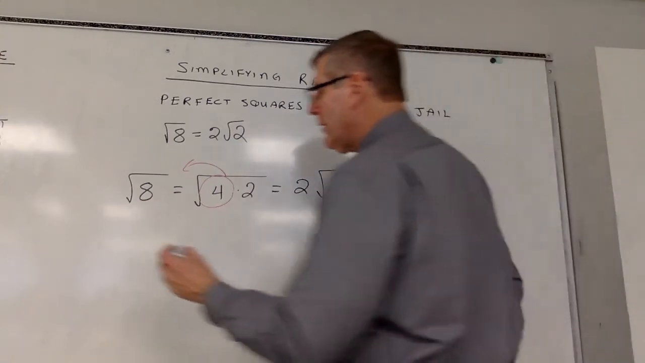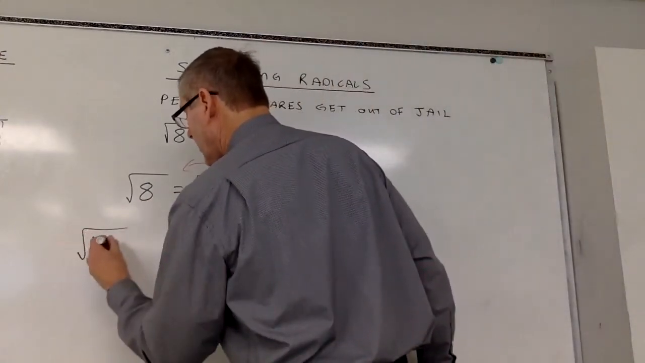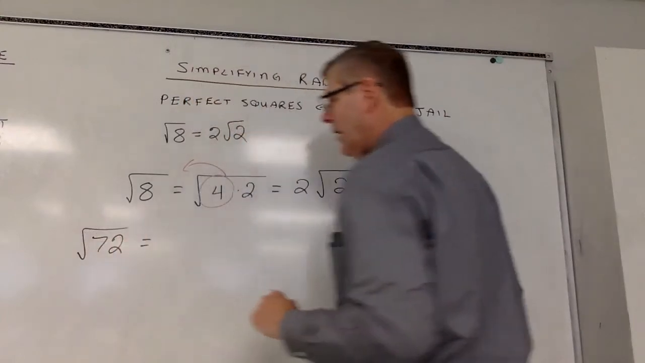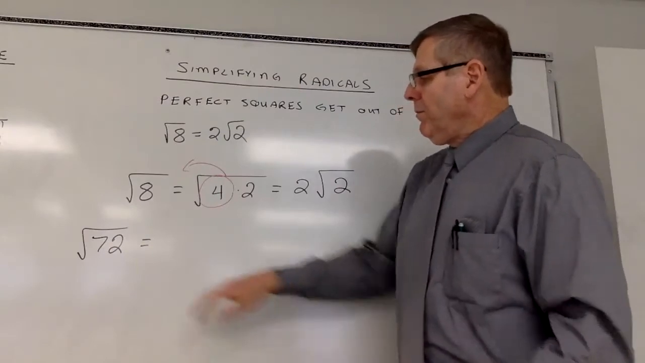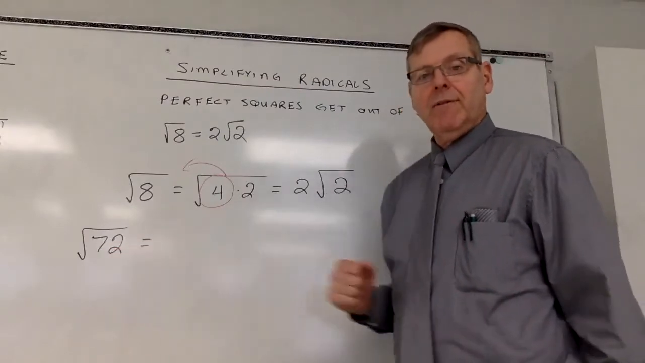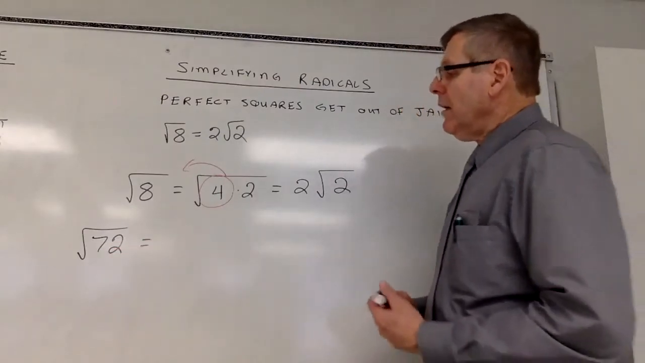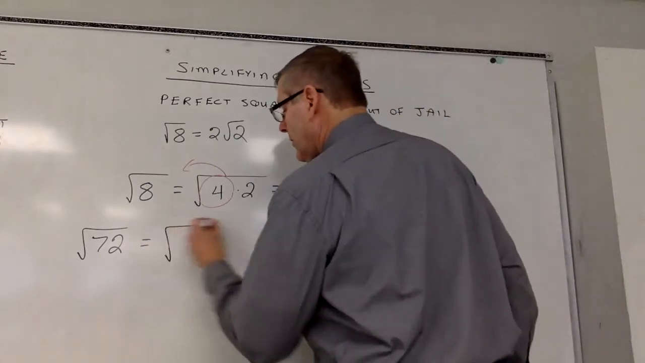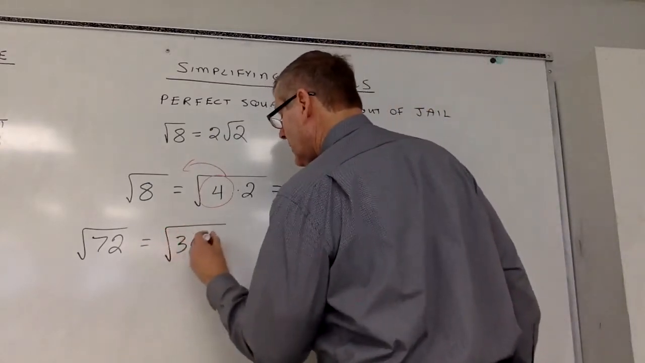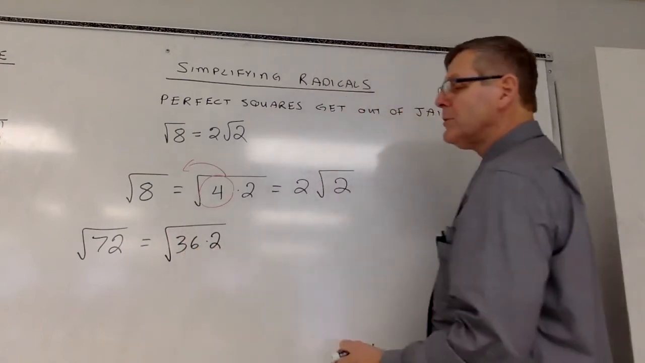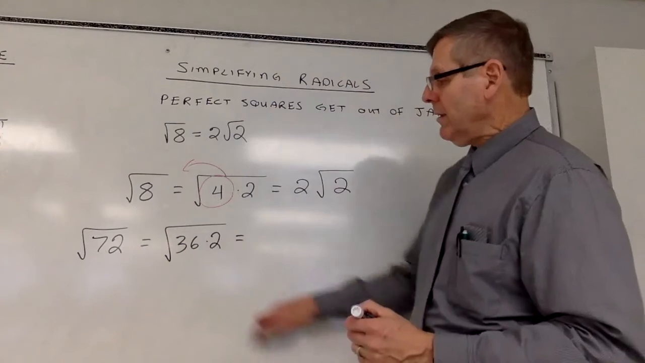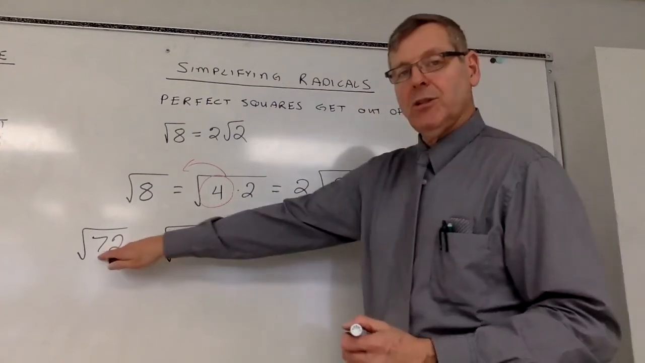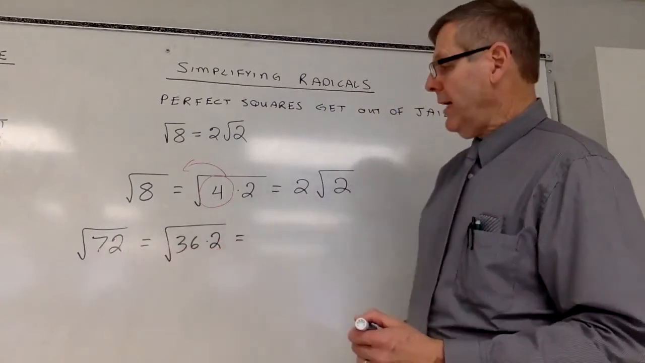Let us take a look at another example. Square root of 72, a bigger number. Are there any perfect squares that factor into 72 evenly? Well, you might recognize that 72 is actually 36 times 2. If you take the largest possible perfect square, you'll be able to simplify this quickly. 36 times 2 is 72, so these are two ways of saying the same thing.